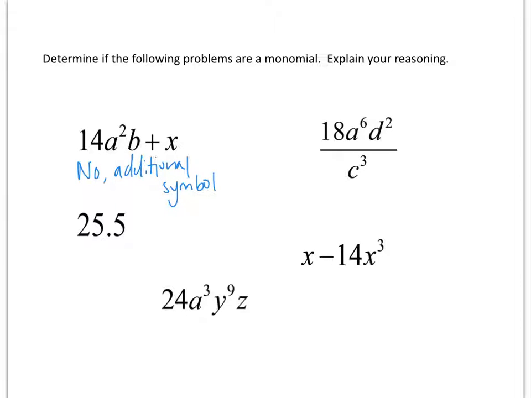18a to the 6 d squared divided by c cubed. This would also not be a monomial because we cannot have division of a variable.